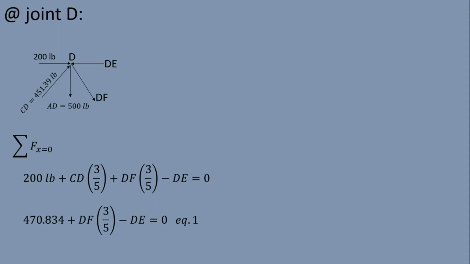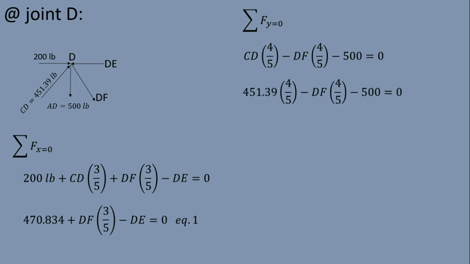So, since unknown pa si DF at DE, equation 1 pa lang tayo. So, at FY, we have CD 4 over 5 para sa kanyang Y na part, and then we have minus DF 4 over 5 minus 500 must be 0. So we have 451.39 times 4 over 5 minus DF times 4 over 5 minus 500. So DF lang yung unknown dyan. So makusolve natin yan. So we have negative 139.2 is equal to DF times 4 over 5.